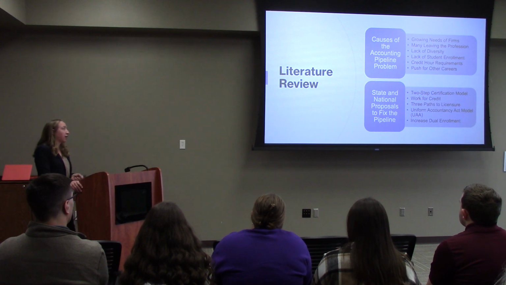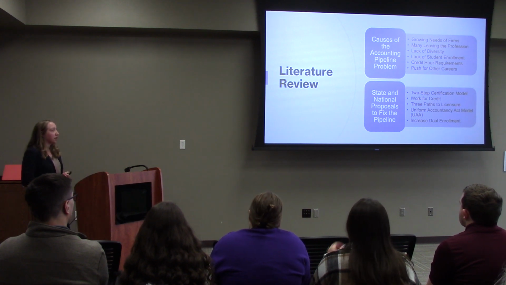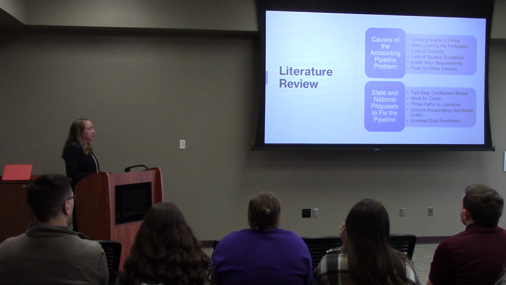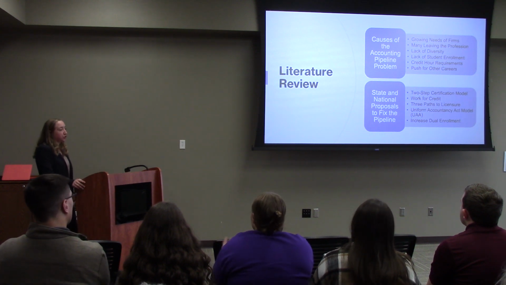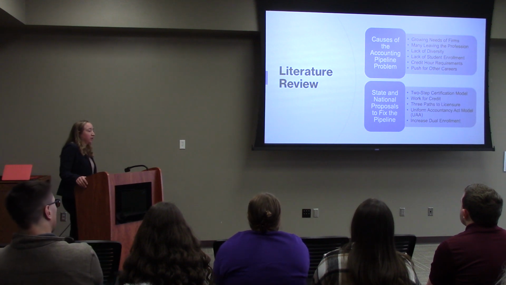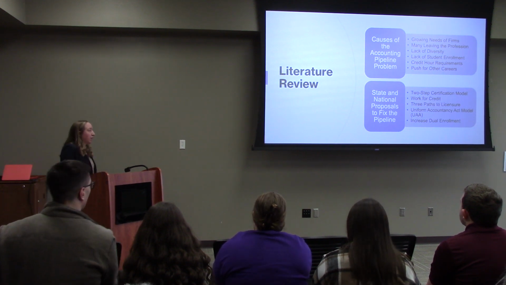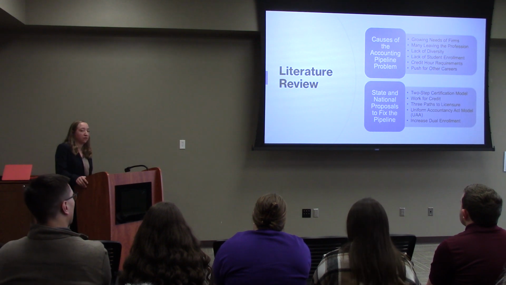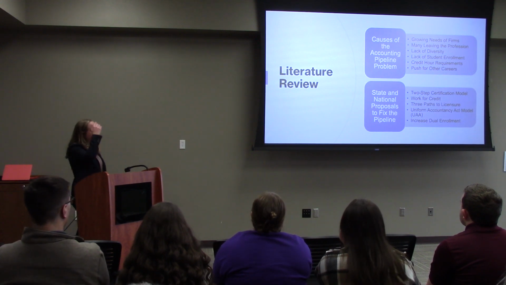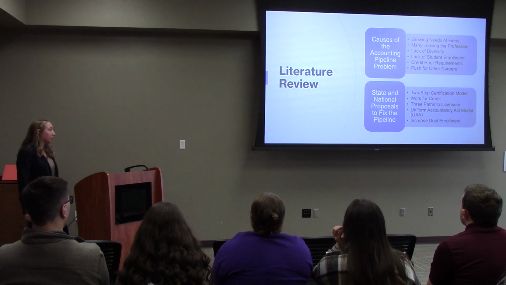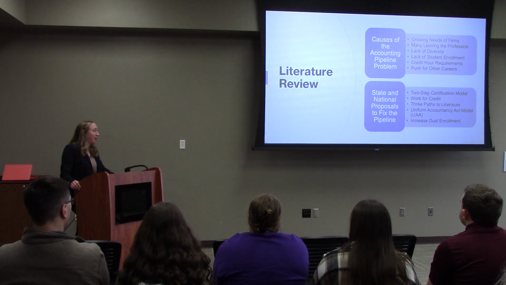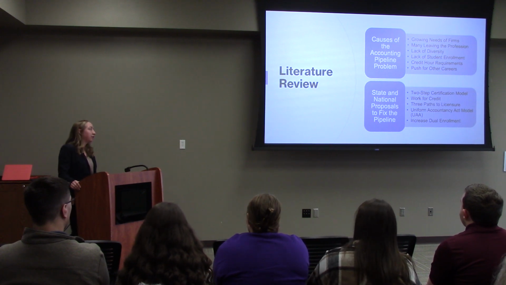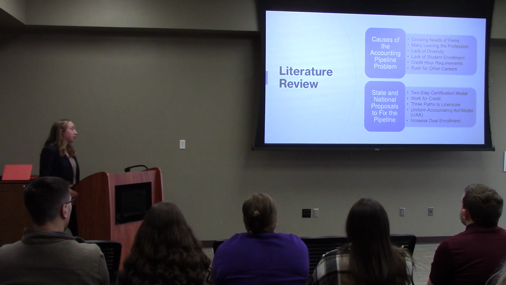So then, because of the accounting pipeline problem, state and national proposals have been suggested to fix the pipeline. One of the suggestions is a 2-step certification model. The first certification would be the equivalent of a 2-year degree, like an associate's in public accounting. And then the second step would be the equivalent of a 4-year degree, called a paraprofessional in public accounting. And then there's also work for credit, allowing students to pursue a paid internship that also gives them credits towards graduation to get them out the door into the profession a lot sooner.